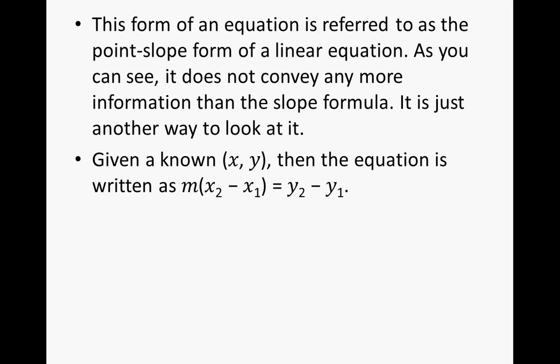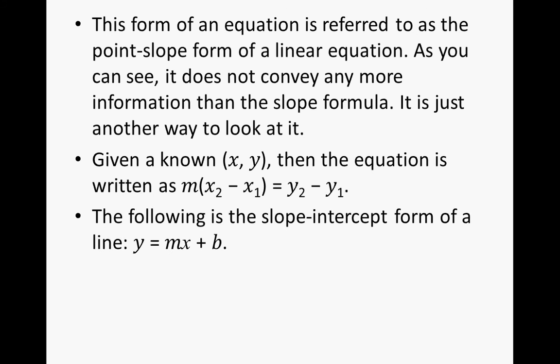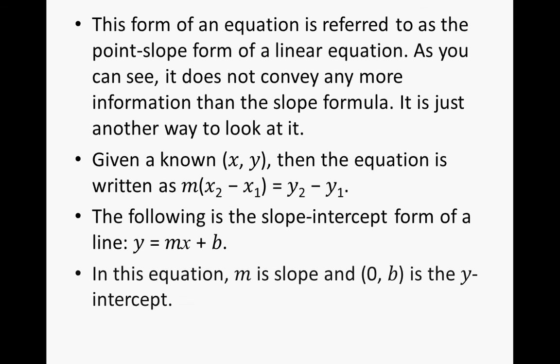Given a known x and y, the equation is written as m times the quantity of x sub 2 minus x sub 1 is equal to y sub 2 minus y sub 1. The following is the slope-intercept form of a line: y is equal to m times x plus b. In this equation, m is the slope and the point (0, b) is the y-intercept.